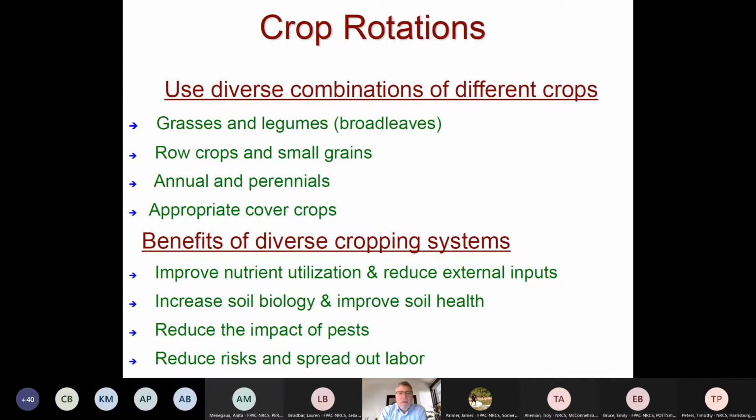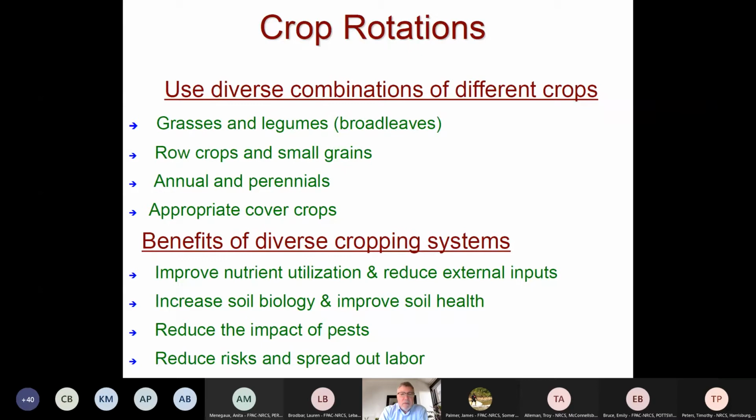Crop rotations. We want diversity in our crop rotations. We want different plants and different combinations of residue on the surface of our soil. These could include grasses and legumes, as well as row crops and small grains, which are close sown crops planted with a grain drill in very narrow rows. We have some annual and perennial mixed in there, and we want to have cover crops when appropriate.